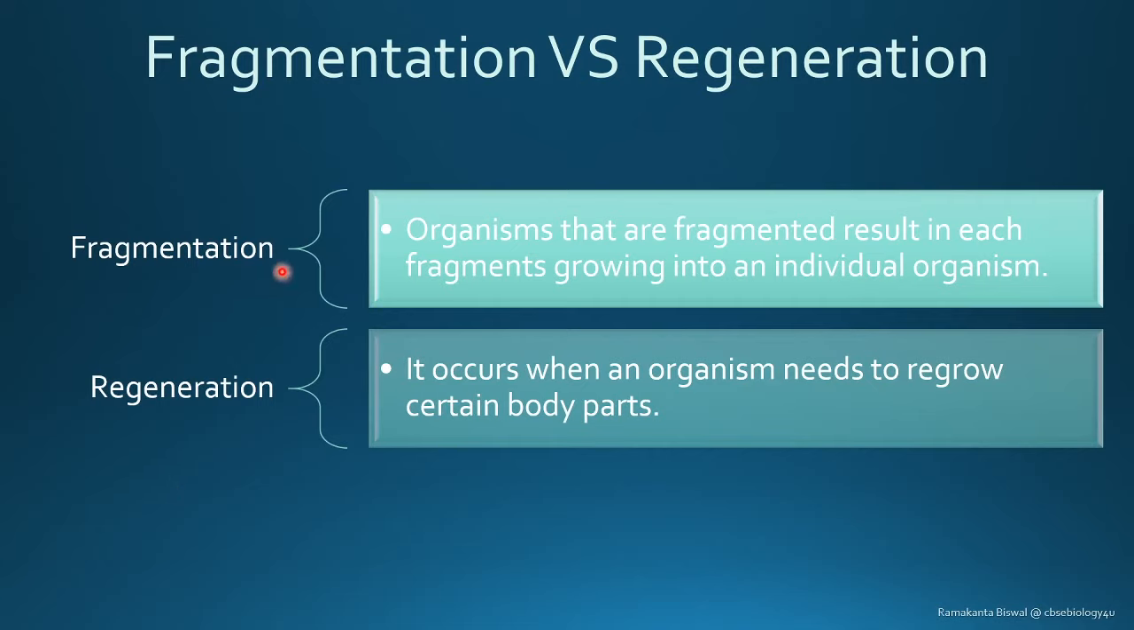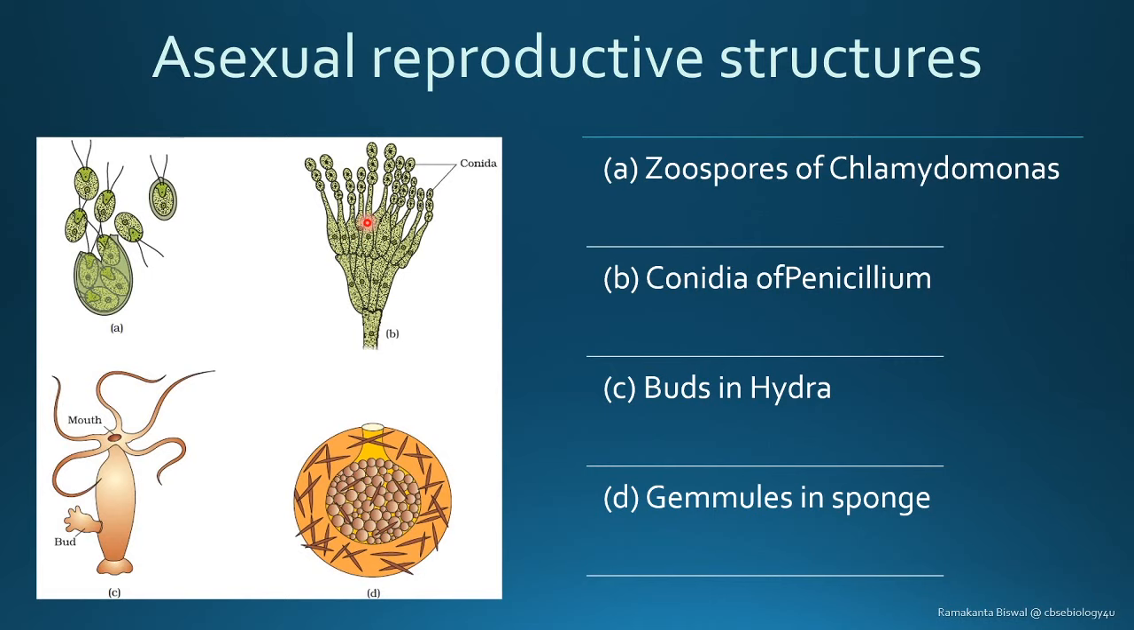Now there are some more examples of asexual reproductive structures. The first one here is zoospores. These are the flagella. There are two flagella. These are the zoospores that are released by Chlamydomonas. This is again an organism that you have learned in class 9. Chlamydomonas, zoospores. And the second one on the right hand side, B, is conidia.